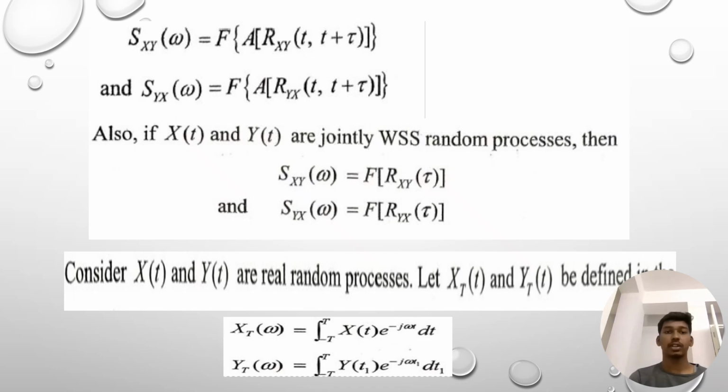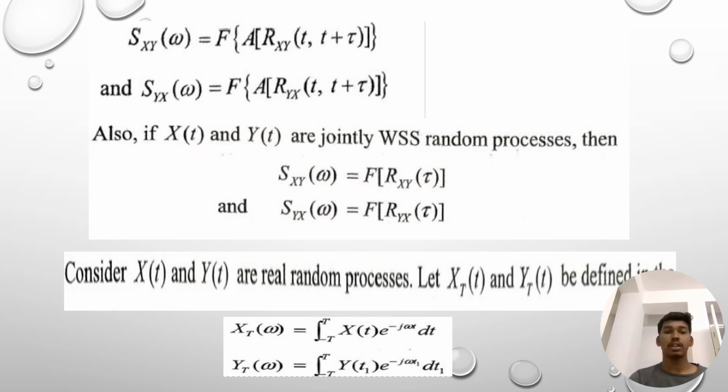Next, Sxy of omega is equal to the Fourier transform of the average of Rxy of t comma t plus tau. Also, if x of t and y of t are jointly wide sense stationary random processes, then Sxy of omega is equal to the Fourier transform of Rxy of tau, and similarly Syx of omega is equal to the Fourier transform of Ryx of tau.